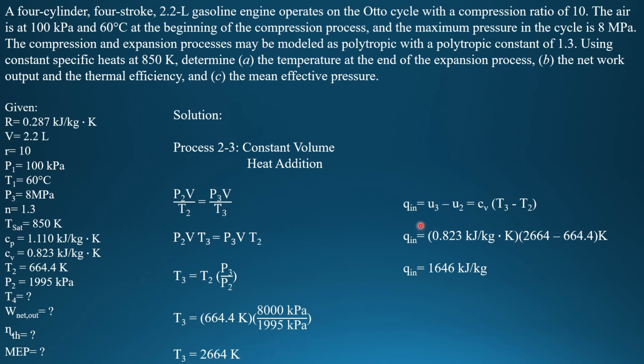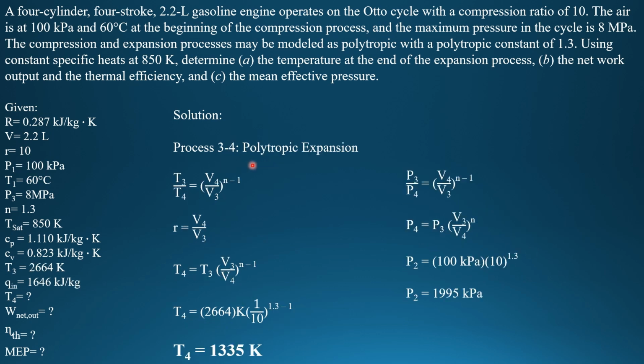And now we have this equation here of our specific heat input that is equal to the specific internal energy at state 3 minus the internal energy at state 2. That is also equal to constant volume specific heat times the temperature at state 3 minus the temperature at state 2. And now, since we have our final equation, we'll be plugging in our values. We have here 0.823 kilojoules per kilogram Kelvin times 2664 minus 664.4 Kelvin. And we have the specific heat input that is equal to 1646 kilojoules per kilogram.